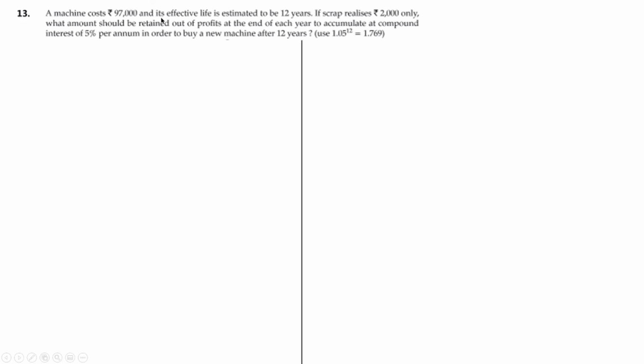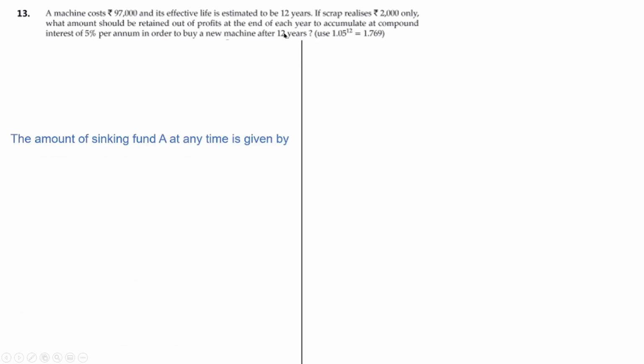A machine costs rupees 97,000 and its effective life is estimated to be 12 years. If scrap realizes rupees 2,000 only, what amount should be retained out of profits at the end of each year to accumulate at compound interest of 5% per annum in order to buy a new machine after 12 years? So here the cost of the machine is given, its effective life is given, and scrap value is given. We need to find the amount that we have to retain out of profits to accumulate at an interest of 5% per annum in order to buy a new machine after 12 years.